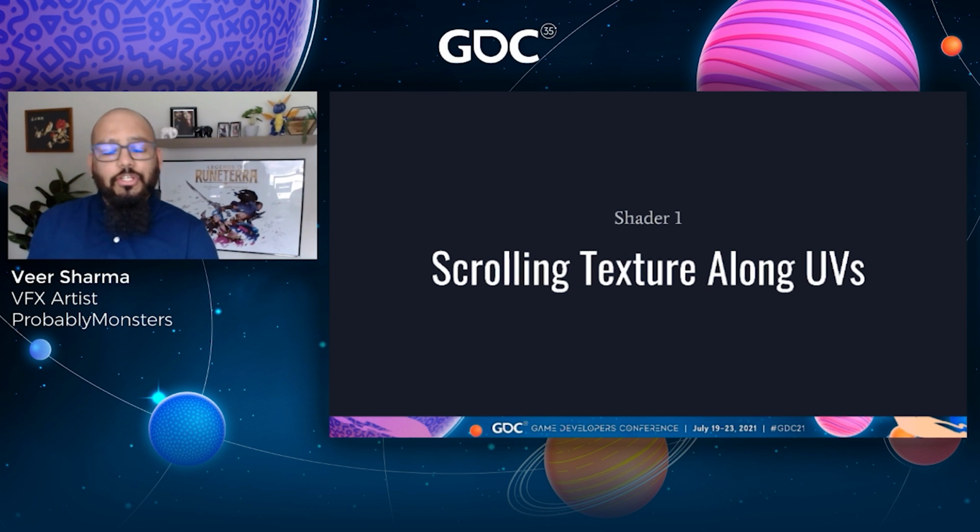So let's begin with our first shader concept, okay? It is the scrolling texture along UVs shader. Now, this shader is called a few different things. You can hear it called curve sweeps or swipe meshes, or even the community VFX favorite, solar coasters, but they all do the same thing, which is they scroll a texture along the UVs of a particular mesh.